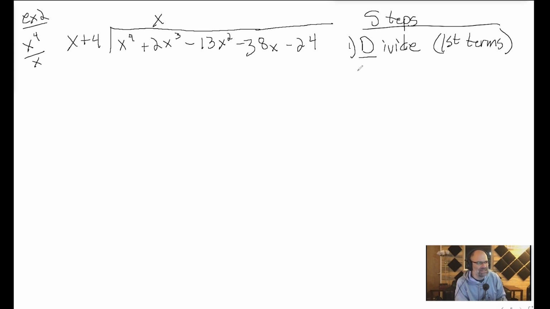What was the second step? We multiply, right? But this time we're multiplying the x cubed times the whole divisor. That's what we did in the last one, but there was only one term in the divisor. Now there's two terms. So when you multiply, you have to distribute.